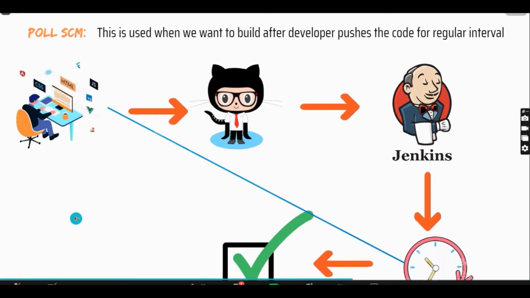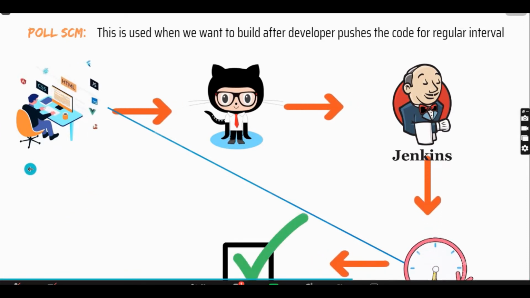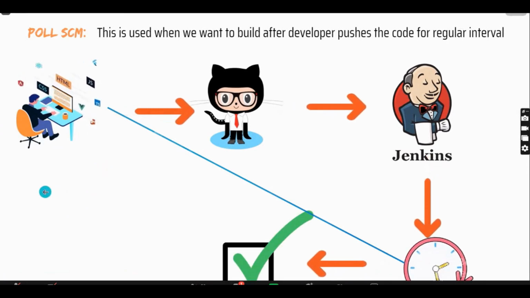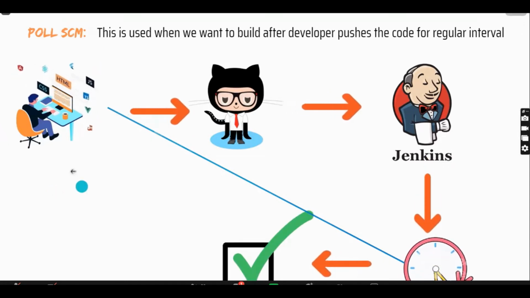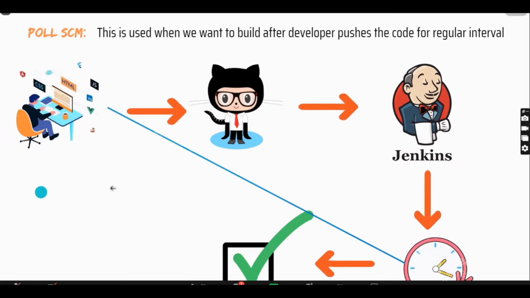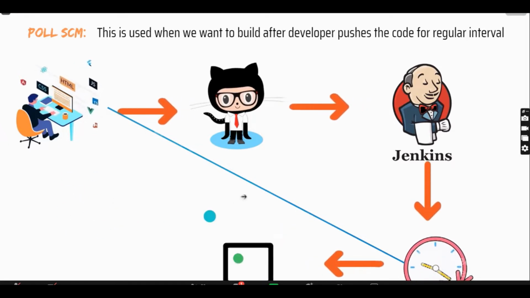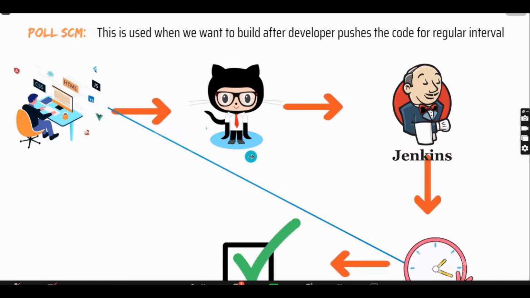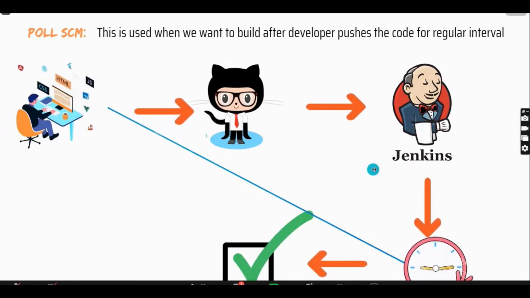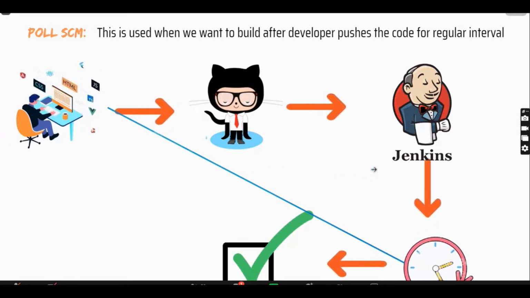But this polling comes into action when the developer is writing some code. He has already pushed it and already built it. But when a new change comes, when he is changing the code, he is pushing the code directly to GitHub. So GitHub, where are we going to integrate it? Jenkins. We have integrated it directly in Jenkins only.